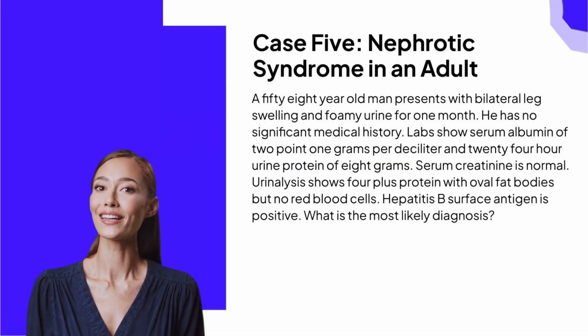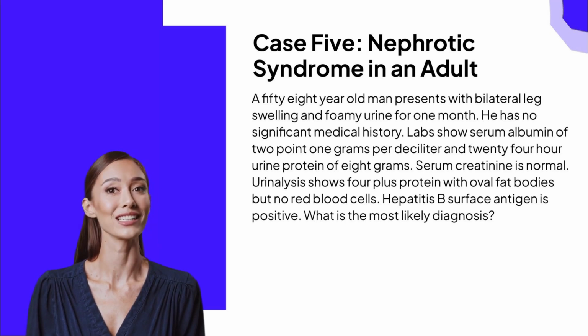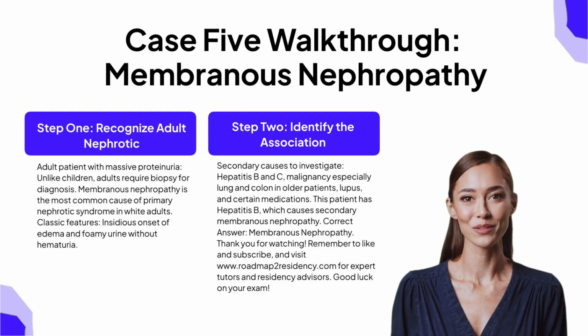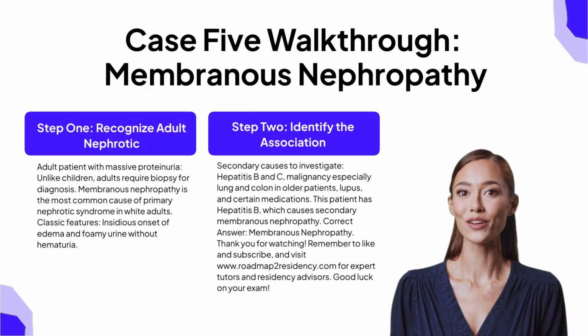Our final case is an adult with 1 month of leg swelling and foamy urine. No prior medical history except testing positive for hepatitis B. Heavy proteinuria, low albumin, but importantly, no blood in the urine. What is the most likely diagnosis in this adult with nephrotic syndrome? This is membranous nephropathy, the most common cause of primary nephrotic syndrome in white adults.